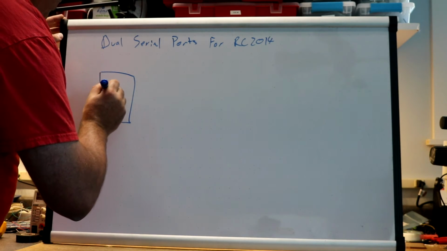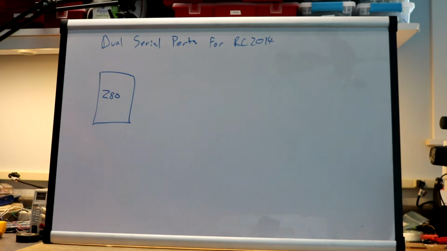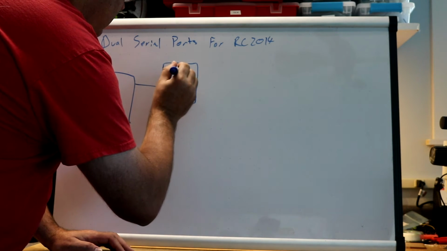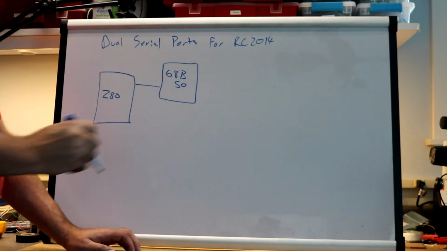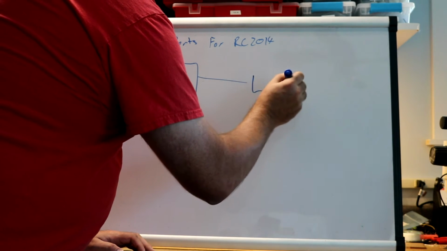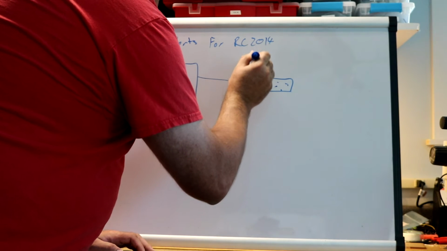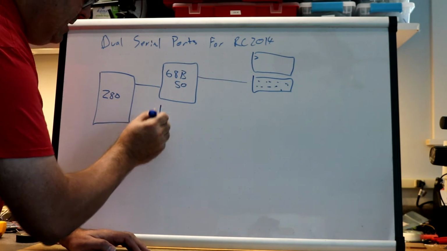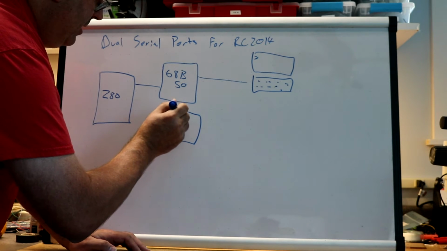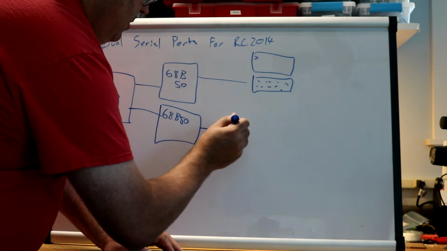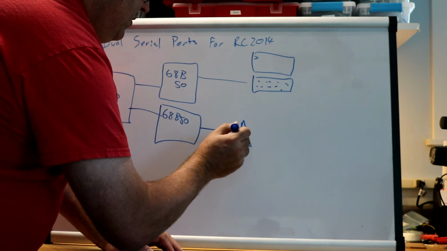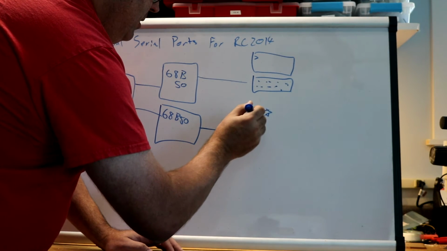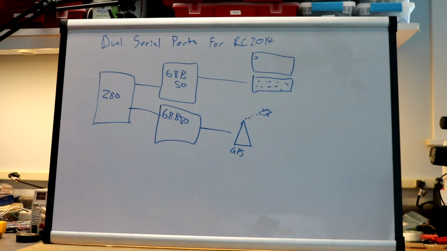So our RC2014, of course, has a Z80 CPU, and it comes with a 68B50 serial port, and then we can hook that up to our computer terminal. So one option, we could just add a second 68B50, hook that up to our GPS receiver, and then it can receive a signal from the satellite up in the sky and get our automatic time fixes.